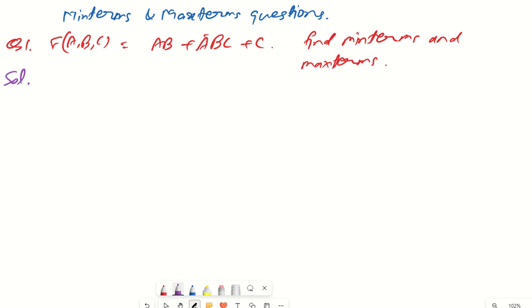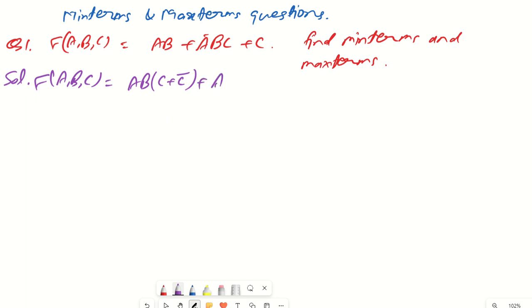One of the methods can be this: our aim is to include each term with all the other variables. That's the way to proceed with the canonical form, right? So my function of ABC is going to be AB. Now it is missing C, so I can multiply this with 1, that is, C plus C bar. This is one method to convert this, right?